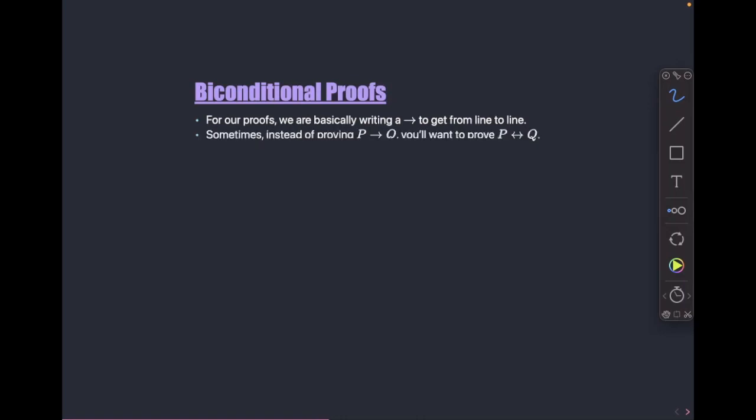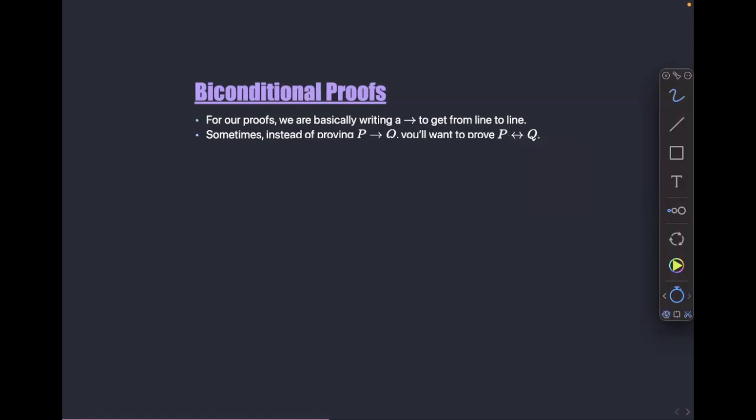This is something I talked about in our last lesson, but it's basically the idea that when we're writing proofs, we're basically writing an implication symbol to get from line to line. But sometimes you want to prove something like P if and only if Q rather than P implies Q. Often we do that with our logical equivalences, because we're really showing P is equivalent to Q. That's often the most common biconditional proof we can do. But there are other types of biconditional proofs.